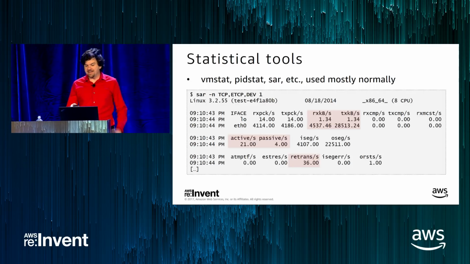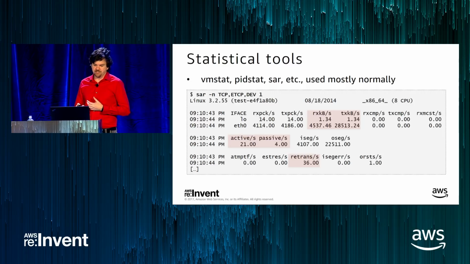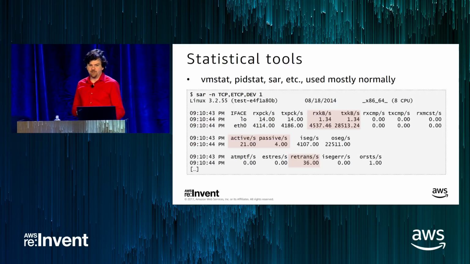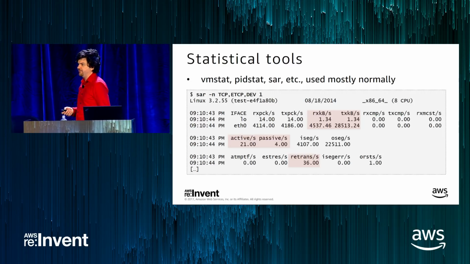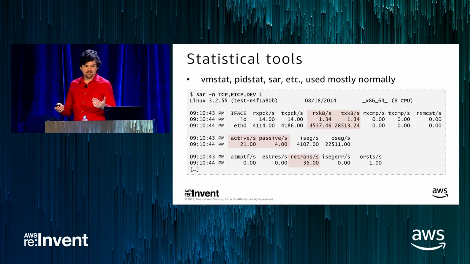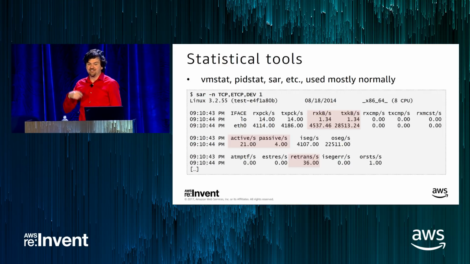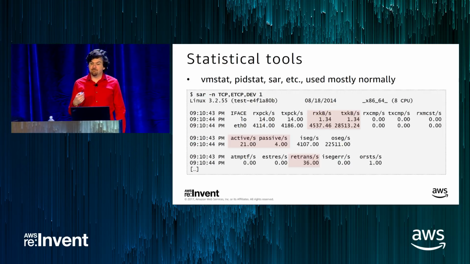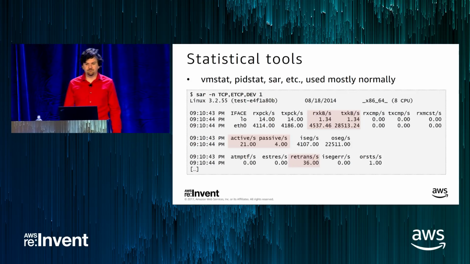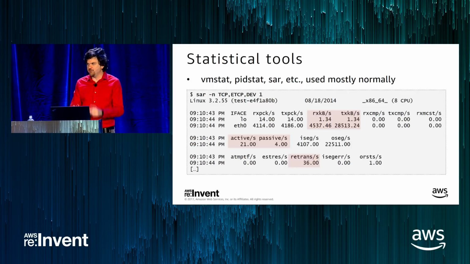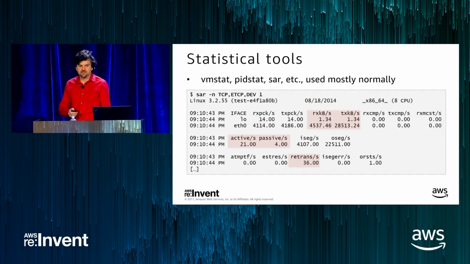So SAR is great. It has lots and lots of metrics. So here I'm looking at TCP throughput. I'm looking at active and passive TCP requests or connections. Active is where I'm establishing an outbound connection. Passive is where I have accepted it. And then metrics like retransmissions. And we use these on an instance, which is rare. We mostly use the VM stats and the PID stats and the MP stats and SARs and so on.